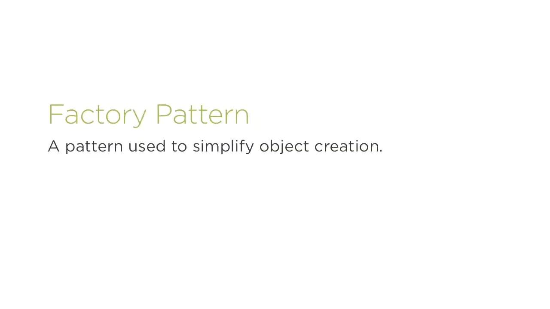So the next pattern we're going to talk about is the factory pattern. And this is a pattern that is used to create objects for us. And sometimes the creation of an object can be complicated either because of configuration or other factors. And a factory pattern is used to simplify that and hide a lot of that from our front end.